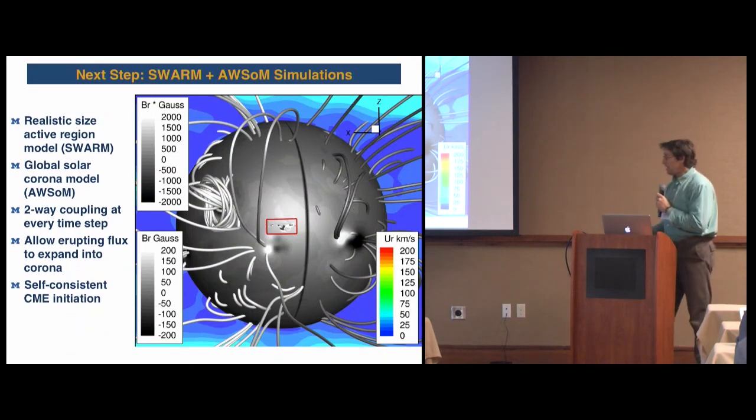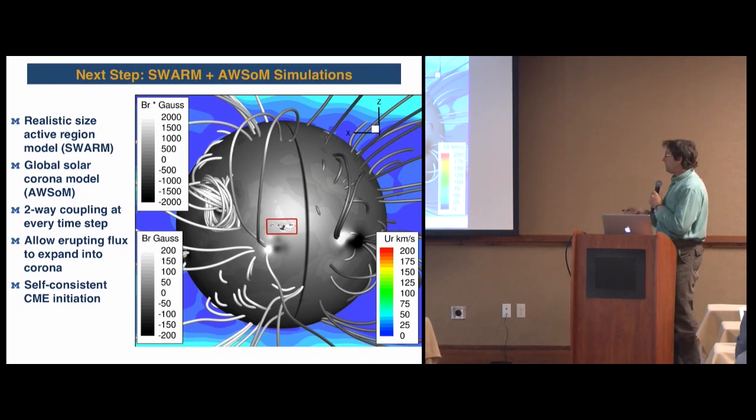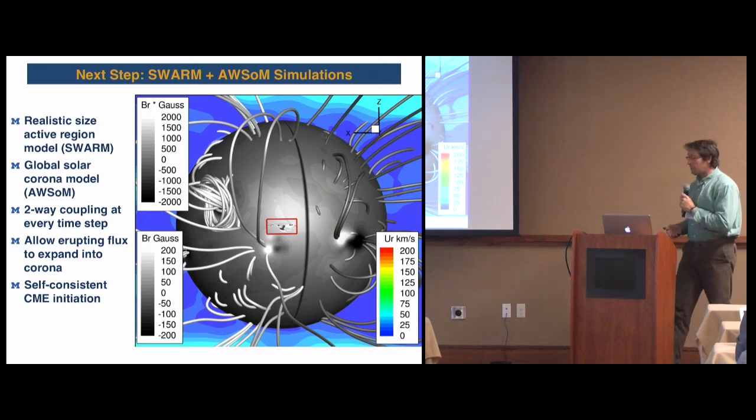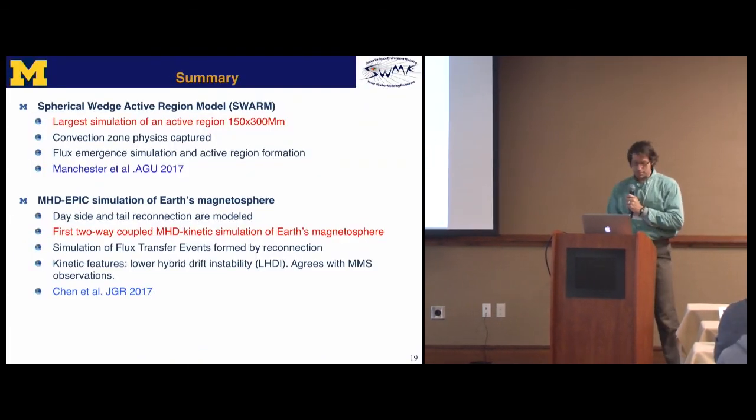And so now we've embedded that model of the convection zone into a global model of the corona, in which we can allow that magnetic flux to come up and form sunspots and actively erupt. So this is a huge advancement in our capabilities to simulate the sun, solar magnetic fields, and their eruption.